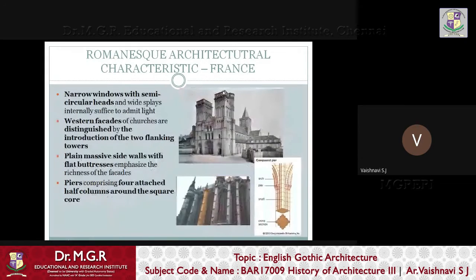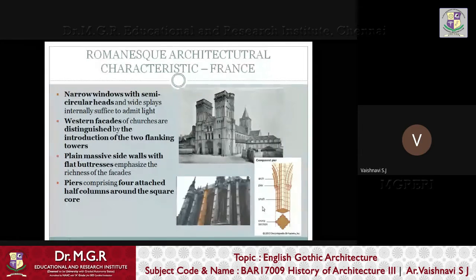So here you can see the type of architecture being followed in France. They started developing a pier called compound pier. So when you see the structure, you can see the massiveness. A single pier will have bricks, and this one has bricks on all the sides. So you see the shaft, and you can see the cross section of the compound pier here.